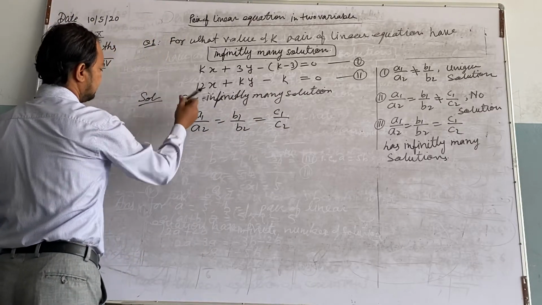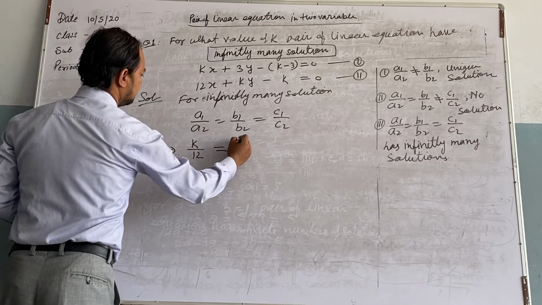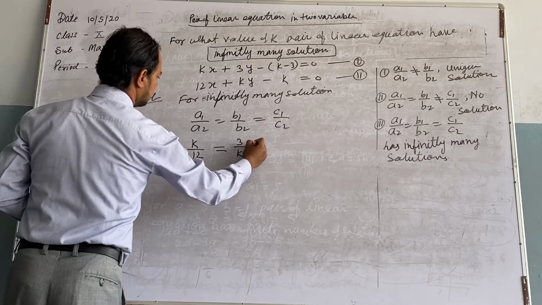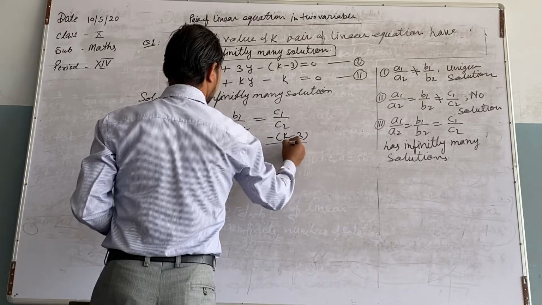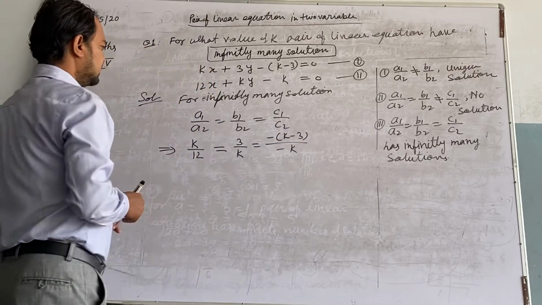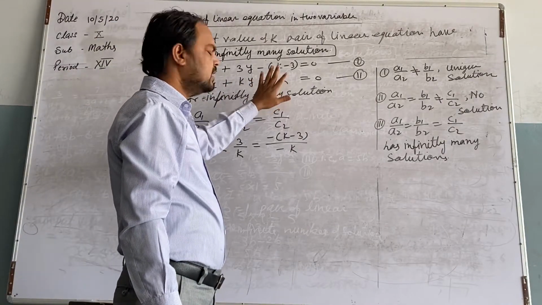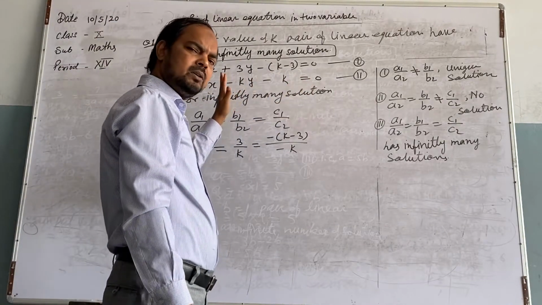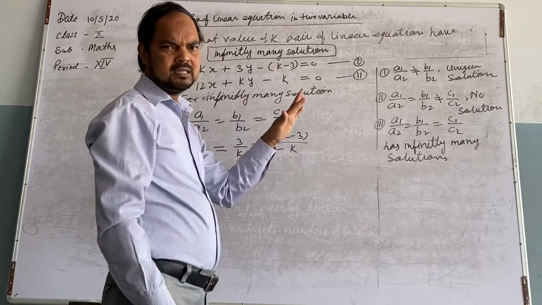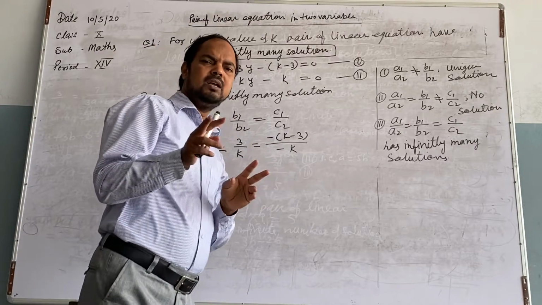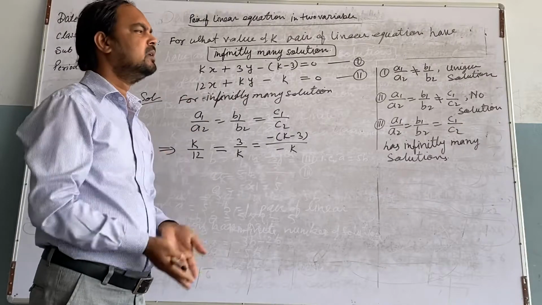a1 upon a2 means k upon 12 equal to b1 upon b2 means 3 upon k. c1 upon c2 means minus k minus 3 upon minus k. In this question, one more thing you have to find out, that the constant term which has no variable is in the left side. We can write it either in the left side or right side, but the same way in both equations. दोनों equation में क्या रहेगा? Same रहेगा. चाहे दोनों को left रखिए, चाहे दोनों को right रखिए.